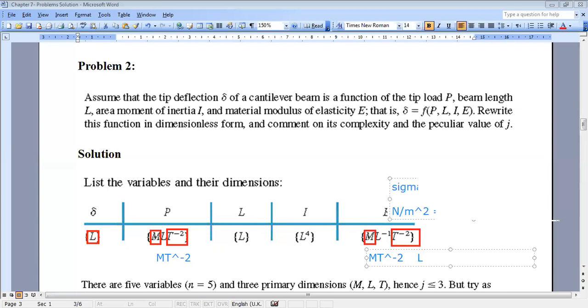So from this observation, because M T minus 2 is repeated in the same way, I can say that I cannot find 3 variables that are completely independent. Always I will find 2 of them which form a group together. So from here I deduce that J is different than 3 in this problem. It's smaller than 3. So the next step, I try to find if I can find J equal to 2.